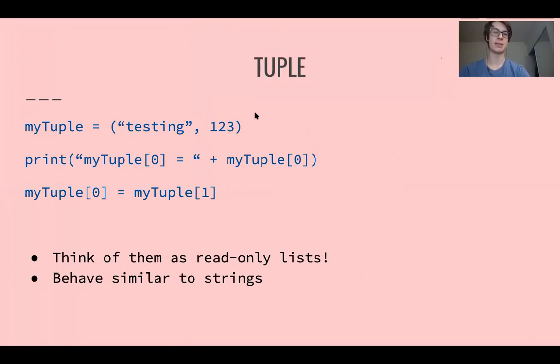So that means, whereas with lists we could have changed elements, like we could have changed the first element after we created the list, in tuples, when you create the tuple, the elements are read-only. You can't change them at all. So you can access them, but you cannot change them.